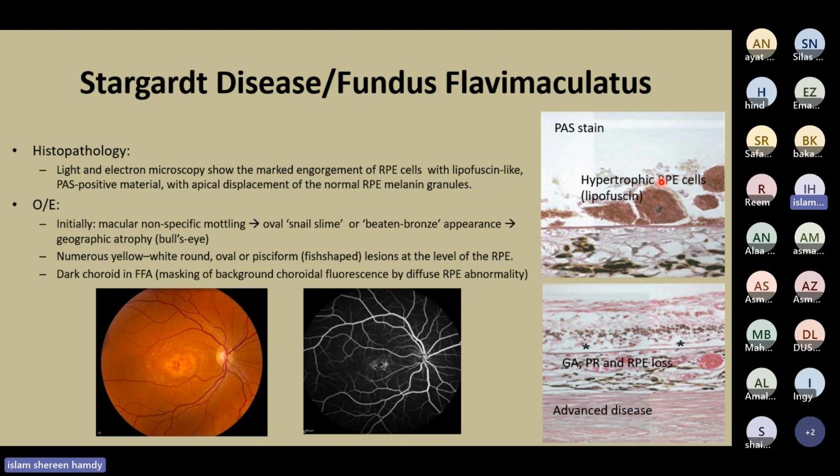Clinically, we have what we call the macular snail slime appearance, or what we call the beaten bronze appearance. So the scenario that you will see in Stargardt disease or fundus flavimaculatus, you'll find a young patient, a child, probably 10 years, 8 years, 12 years, something like this, coming to you with non-improvement of the vision with glasses. So you try all the refraction that you can do with him and he's not improving.